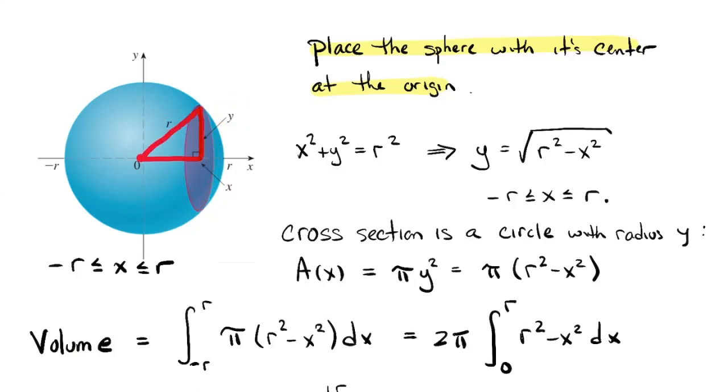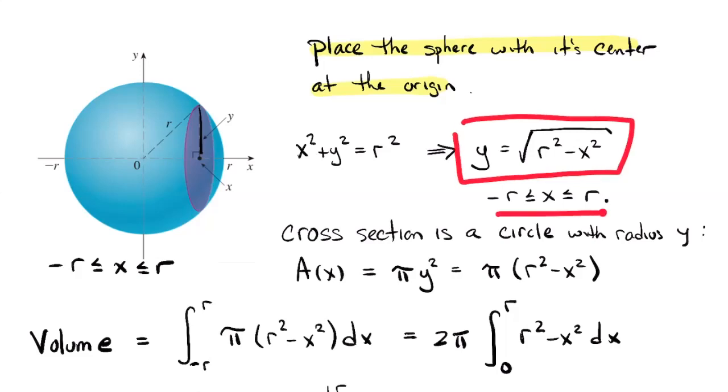The legs of that right triangle have length x, y, and r, and the Pythagorean theorem says that x squared plus y squared has to equal r squared, has to be the square of the hypotenuse. So algebraically solving that for y, I'm taking the positive square root because I'm thinking of y as that positive number as a radius. This is the radius of the sphere that we take the cross section at x, between minus r and r.